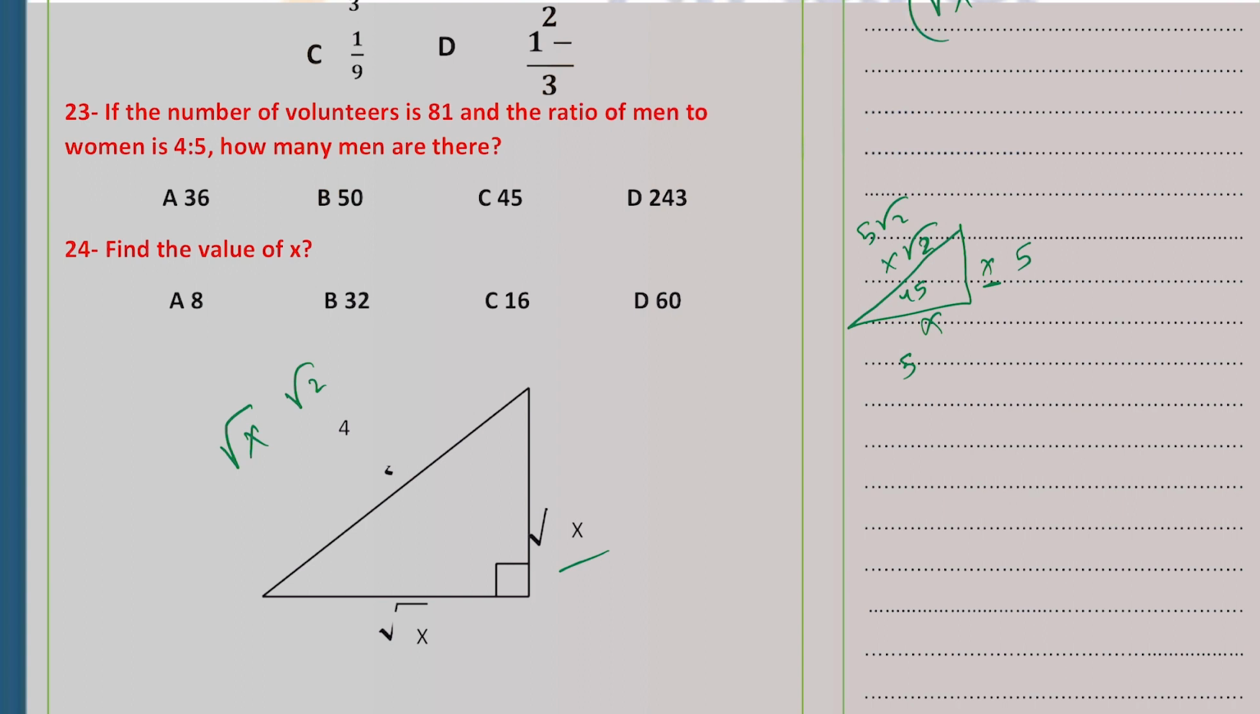Let's use power 2 and power 2. It will be 16, and this will be 2 times x. Divided by 2, x equals 8.